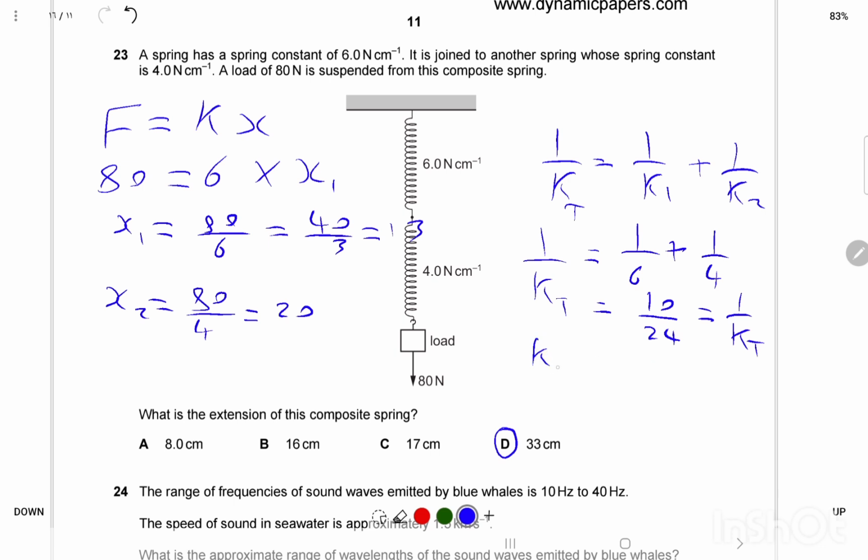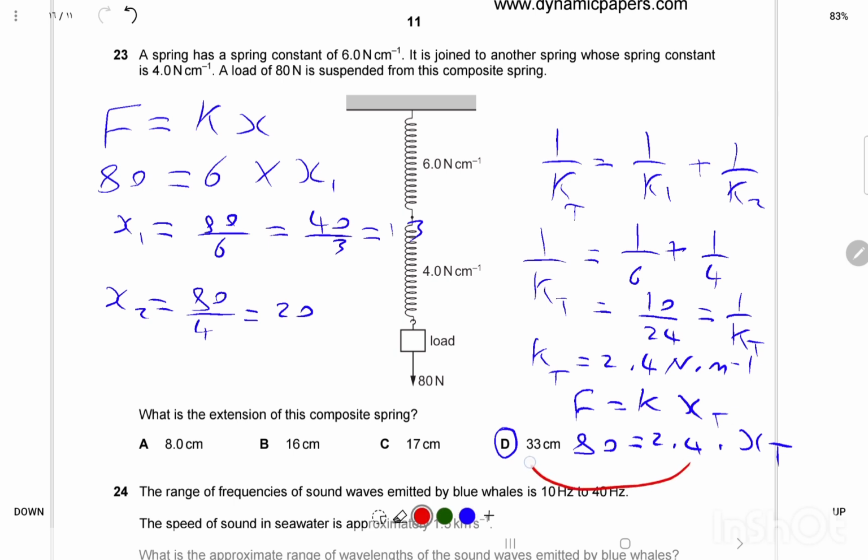So k total will be 2.4 Newton meter to the minus 1. Then you can say force is equal to kx. Now x here is the total extension, because k is the total constant and F is the total force. So 80 is equal to 2.4 times total extension. If you solve for the extension, you also get option D.